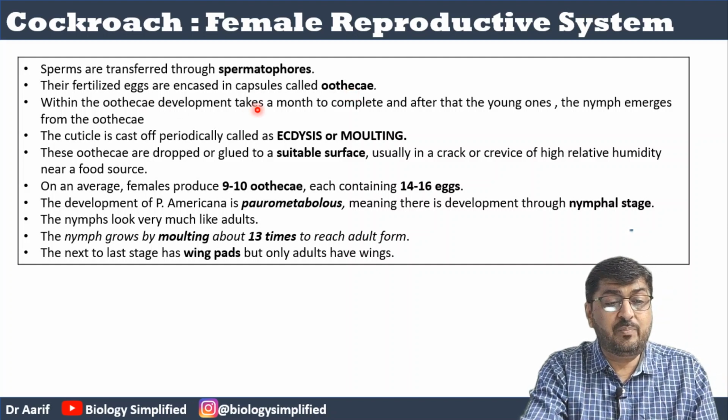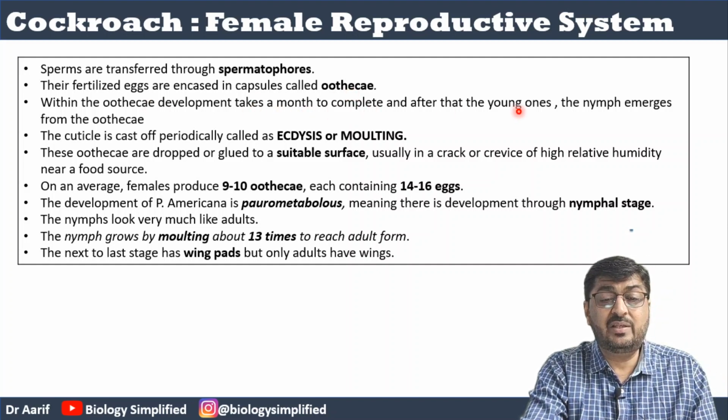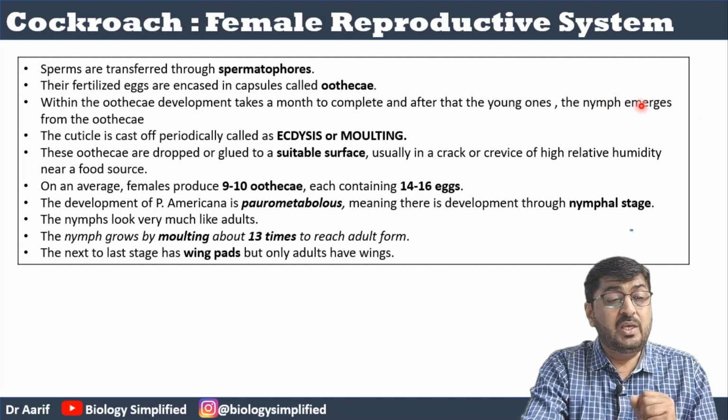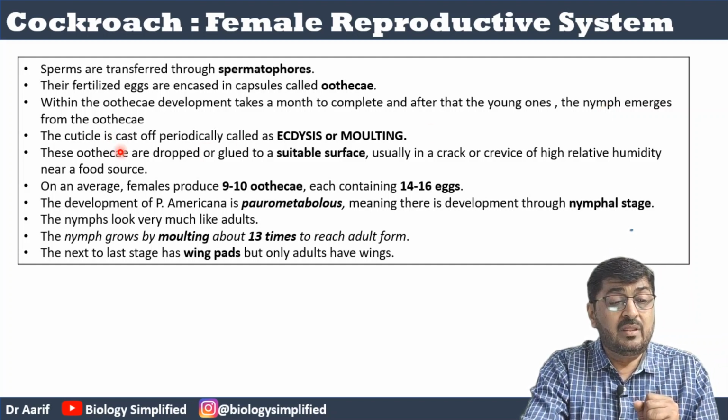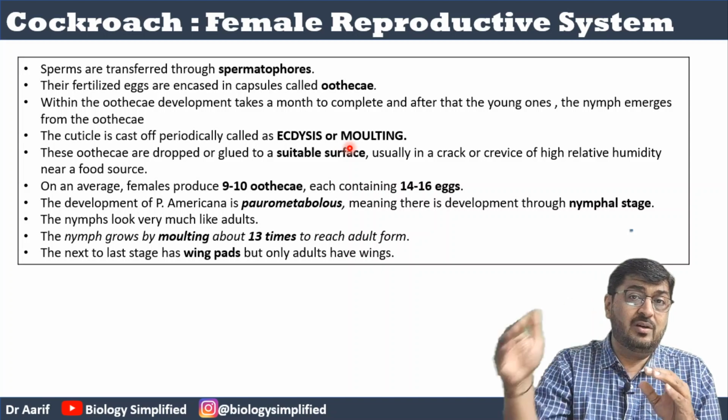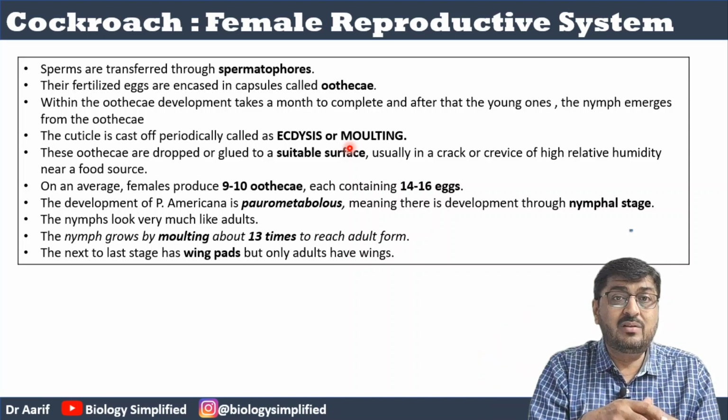Within the ootheca, development takes a month to complete, and after that the young ones, the nymph, what is the young one of the cockroach called as the nymph, emerges from the ootheca. The cuticle is cast off periodically called ecdysis or molting. Right? Now, the cuticle we know is a chitinous cuticle.